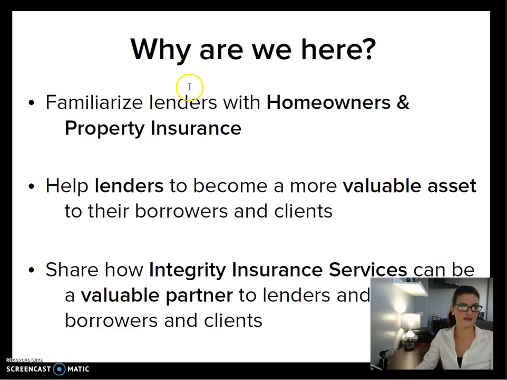All right. So why are we here? We're here to familiarize lenders with homeowners and property insurance, as well as help lenders to become a more valuable asset to their borrowers and clients, and share how Integrity Insurance Services can be a valuable partner to lenders, as well as their borrowers and clients.